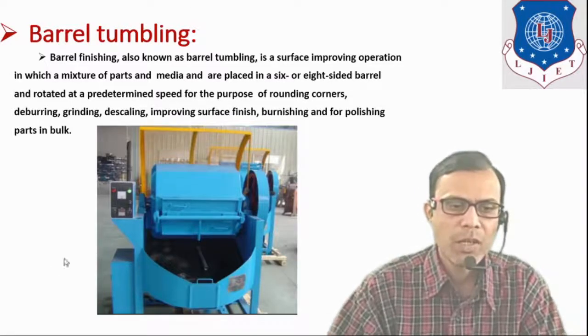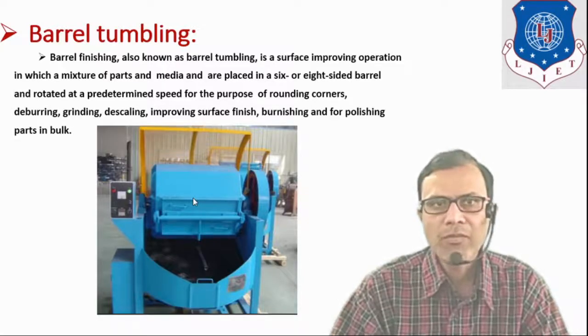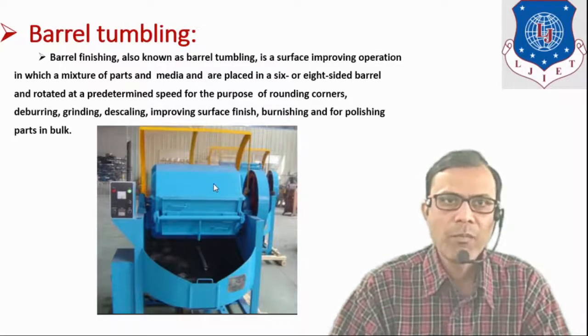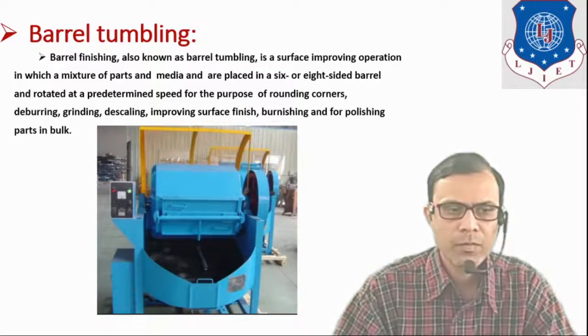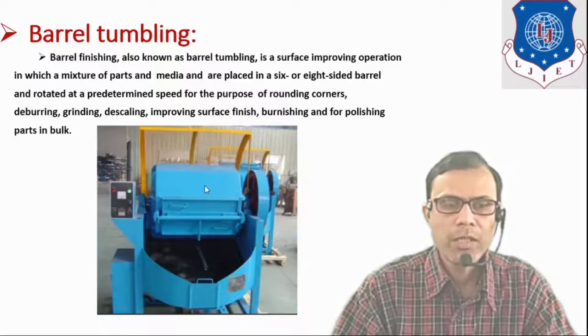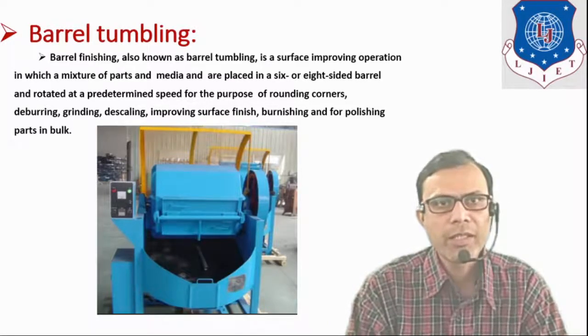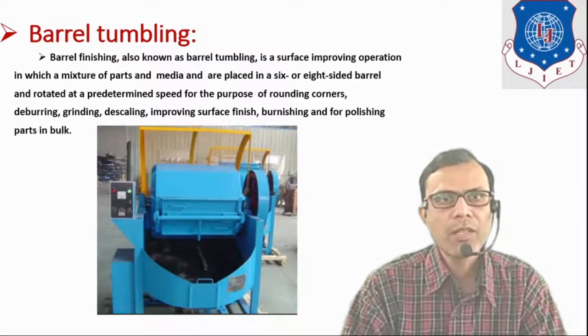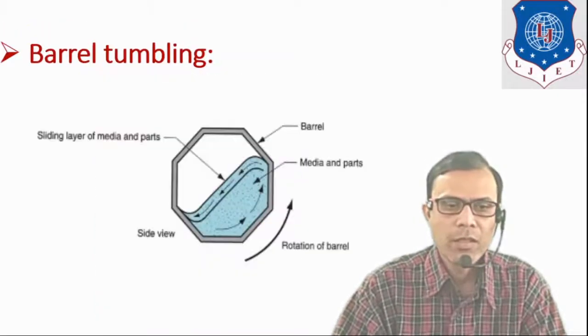So one machine is shown here. The parts which we want to finish are mixed with the compound and abrasive particles. In this tumbler, parts and media are mixed together and placed inside, and this tumbler is rotated by providing a mechanical arrangement.